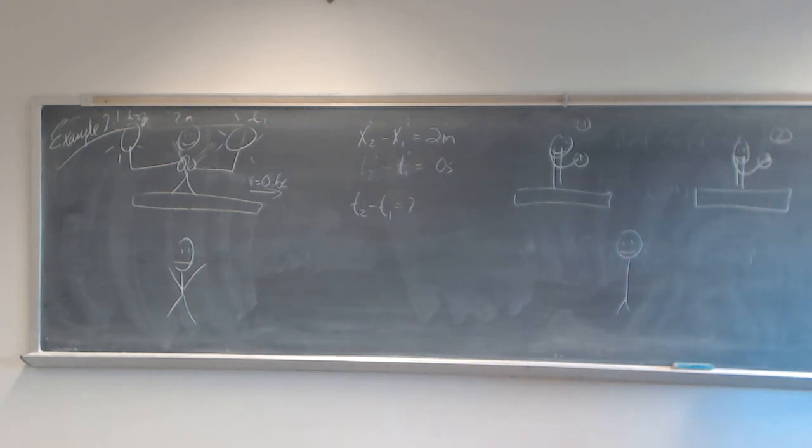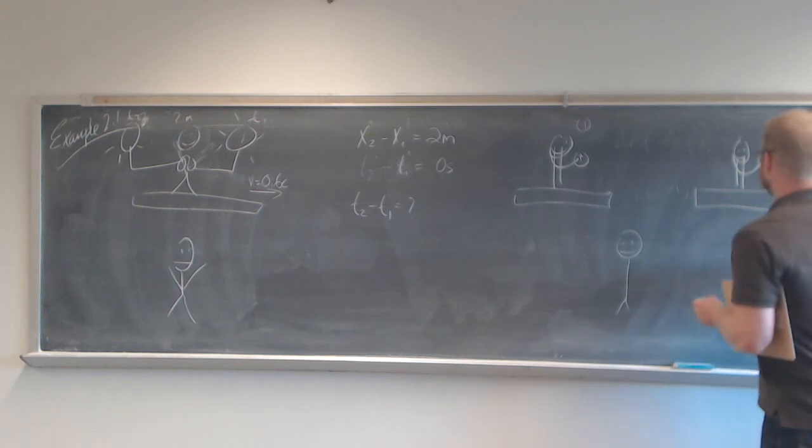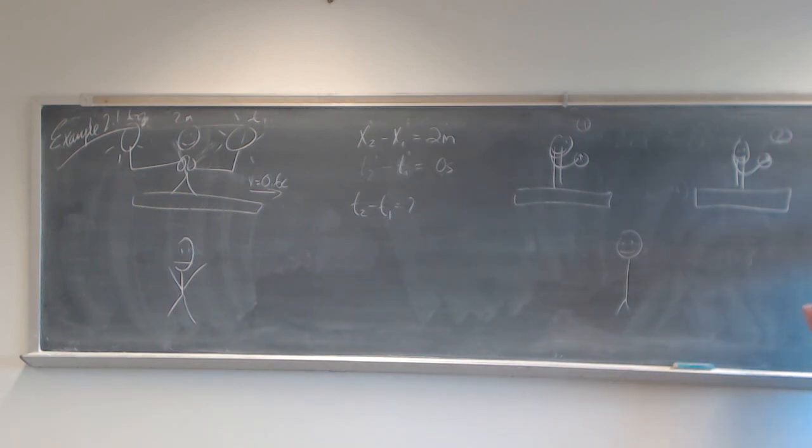In their coordinate system, what is the position change of the clock? None. They're holding a clock. They just happen to be moving this way. There's no position change from their point of view. The point being that x2 prime minus x1 prime is equal to 0. There is no change there, but there is a certain amount of time that changed.